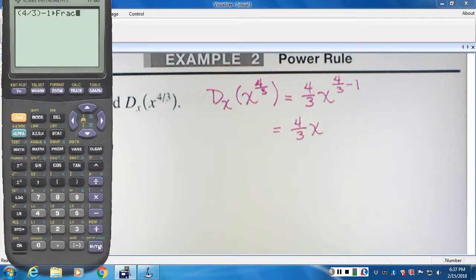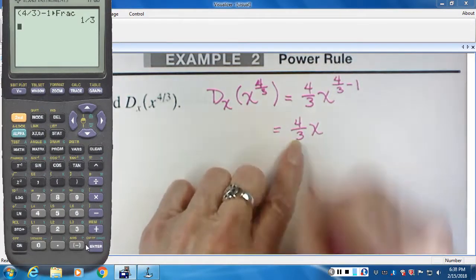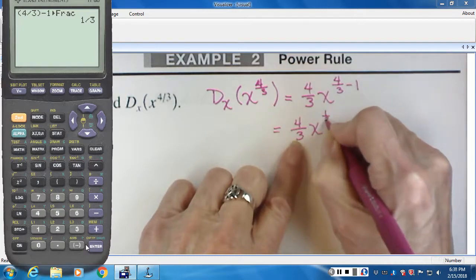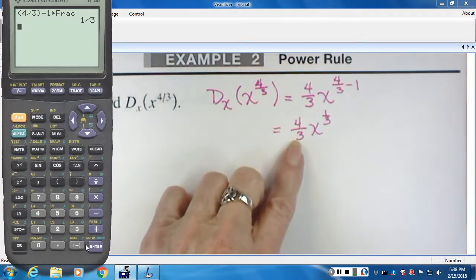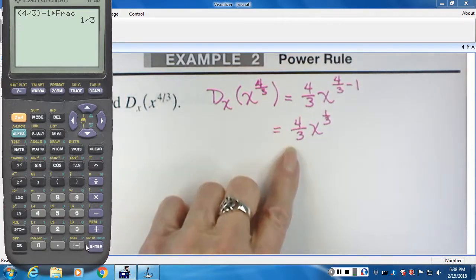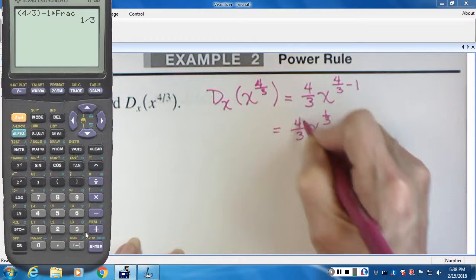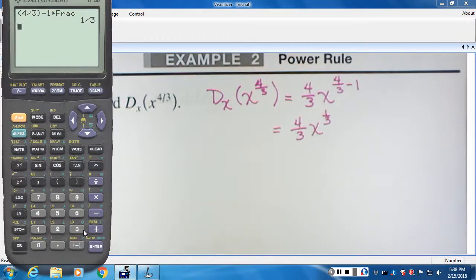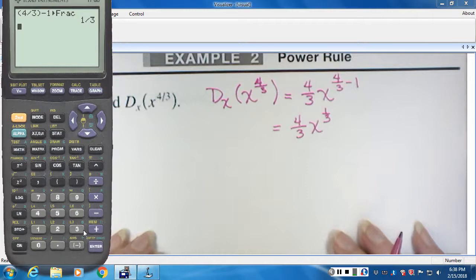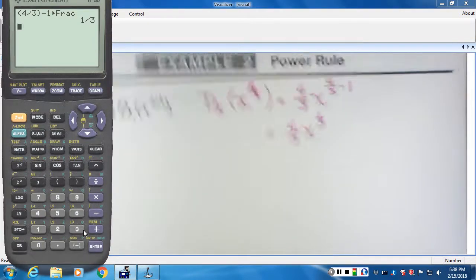And you will want to change these back to a fraction so that you'll be sure that you got it right. So this is going to be 4/3 times x to the 1/3 power. That power is still positive. And there's nothing at all wrong with that. Just be sure when you type it into MyMathLab that you actually have this as a fraction and you have this as a fraction. Okay? Any questions so far? Okay, we'll keep going.